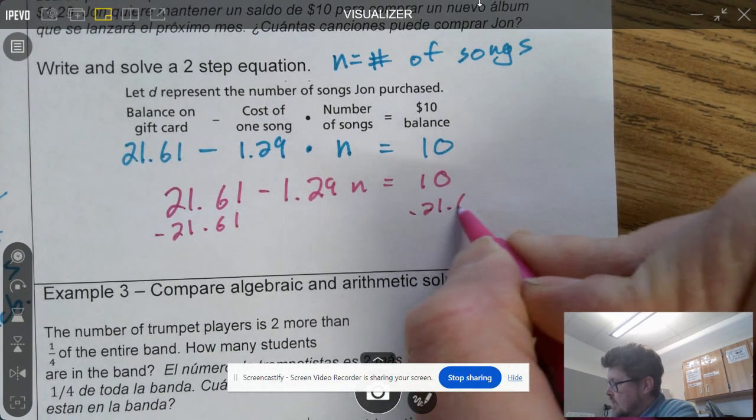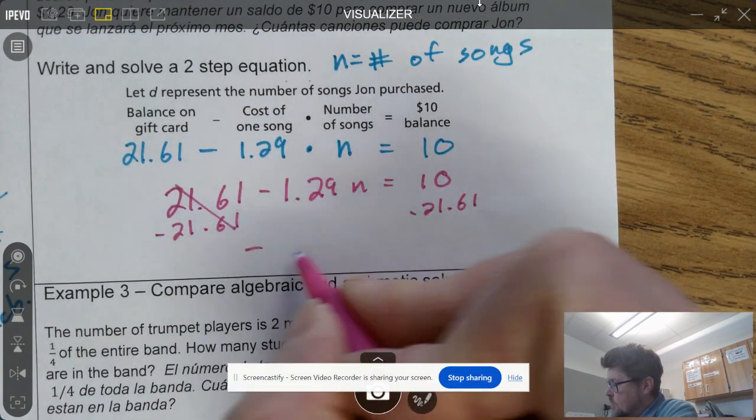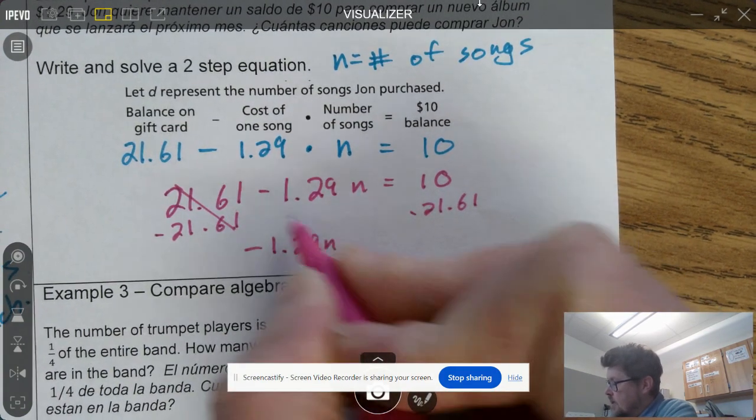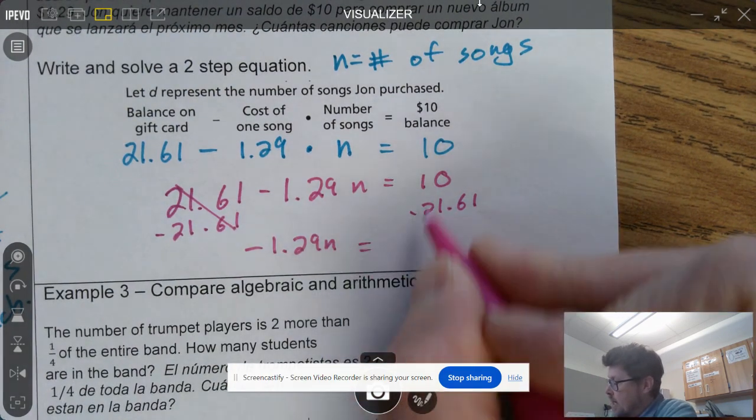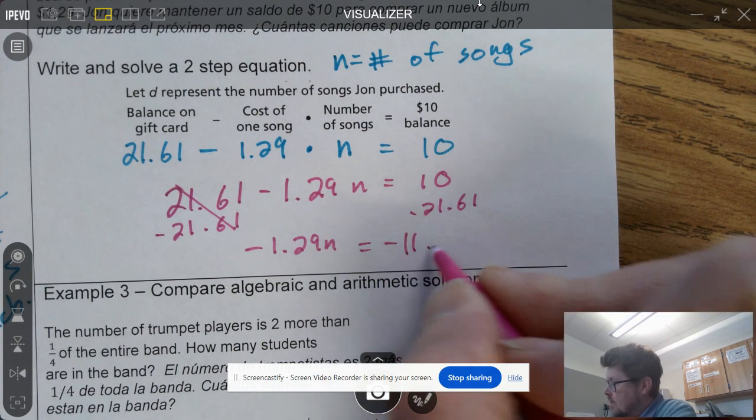It would be negative. That cancels. So we're left with negative 129n. It is important that you keep this negative with that number. Otherwise, you're going to get the wrong answer. We subtract here. We get to negative 1161, right?